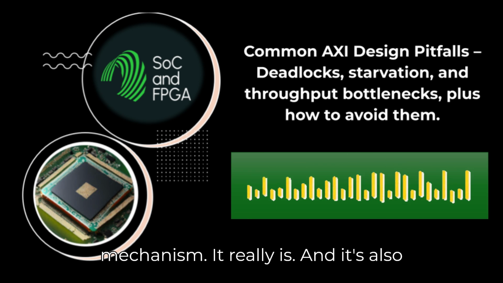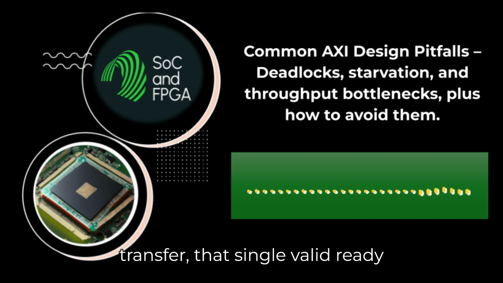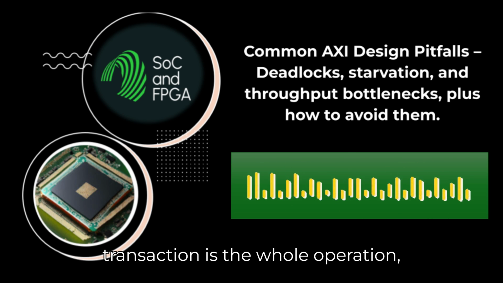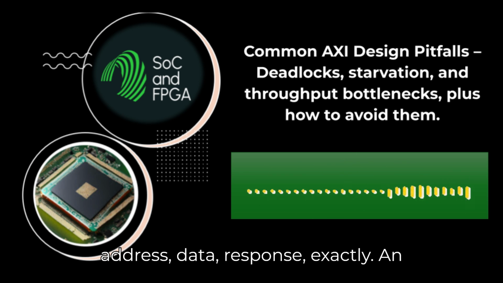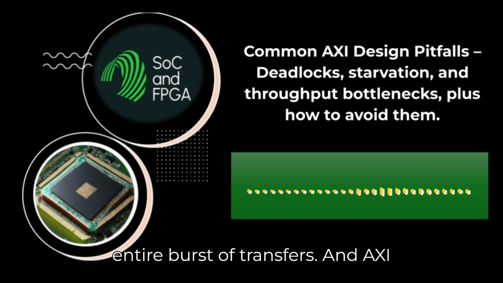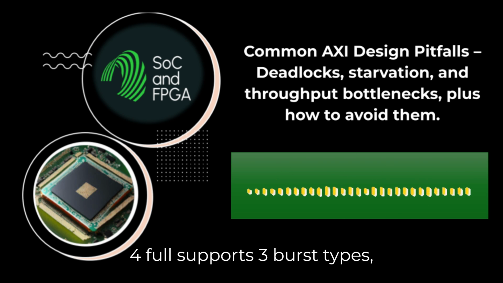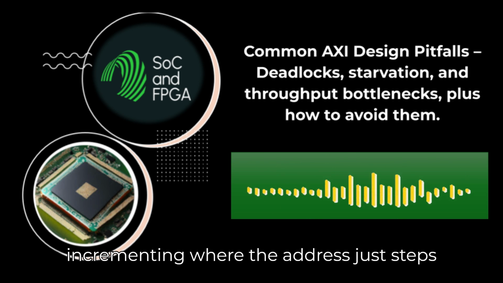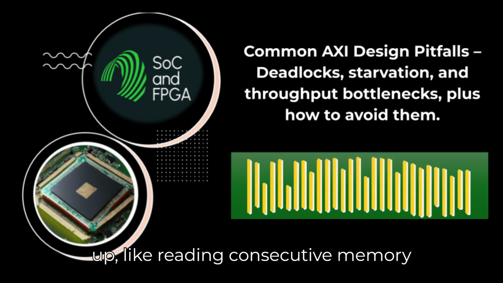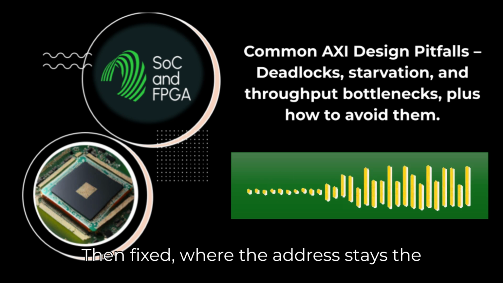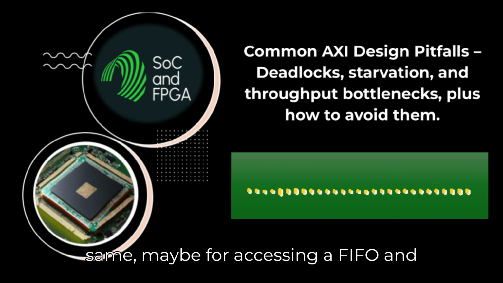It really is. And it's also super important to distinguish between a transfer, that single VALID/READY handshake, and a transaction. Right. The transaction is the whole operation. Address, data, response. Exactly. An entire burst of transfers. And AXI4 Full supports 3 burst types. Incrementing, where the address just steps up, like reading consecutive memory locations. Like reading a book. Yeah. Then fixed, where the address stays the same, maybe for accessing a FIFO.